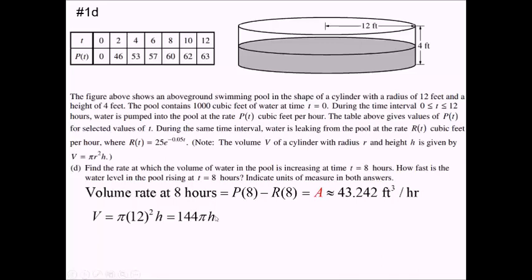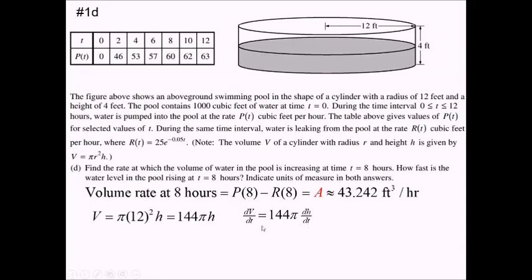And now I can take the derivative of this thing with respect to time. So derivative of volume, that's going to be dV/dt. And derivative of 144 pi h is just going to be 144 pi dh/dt. So we have dV/dt and 144 pi dh/dt.